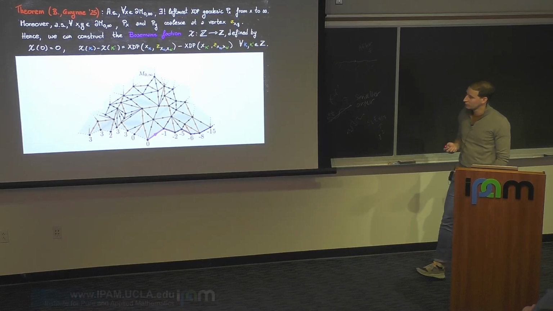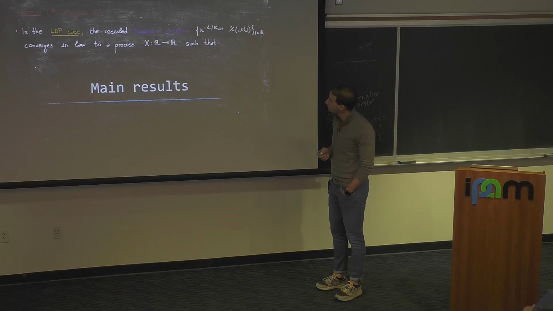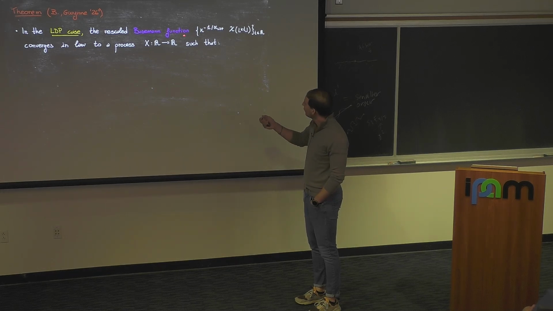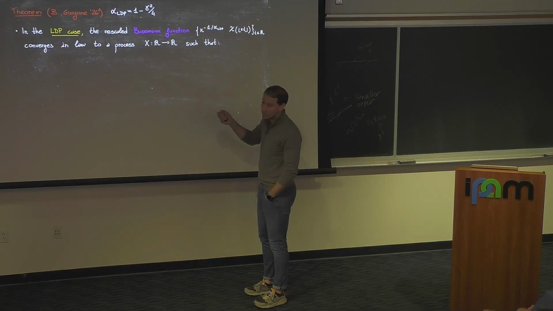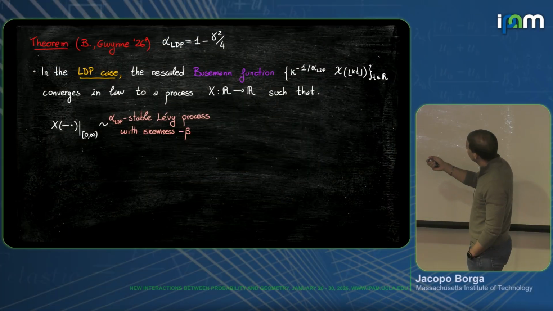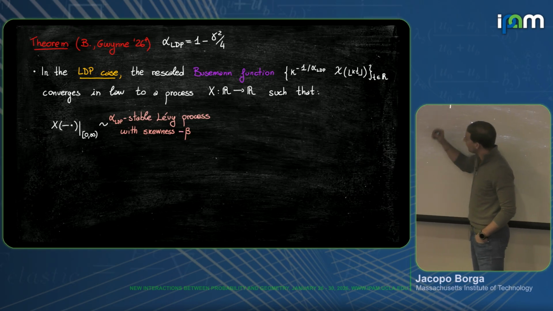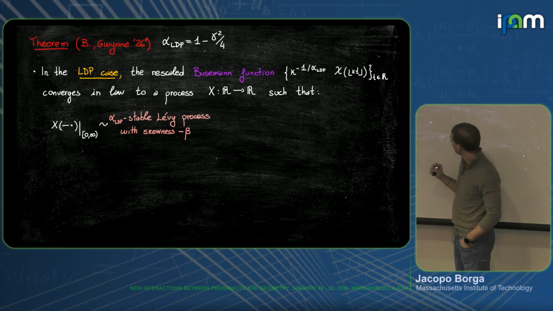Okay, so now I can stop repeating what we've already done and present the new main result. In the LDP case, the longest directed path, if you rescale the Boltzmann function by k in time and k to the -1/alpha_LDP in space, where alpha_LDP is this quantity, 1 minus gamma squared over 4, a quite simple expression, you get that the Boltzmann function converges to an alpha-stable Lévy process with alpha stability of that value. In particular, it's smaller than 1.